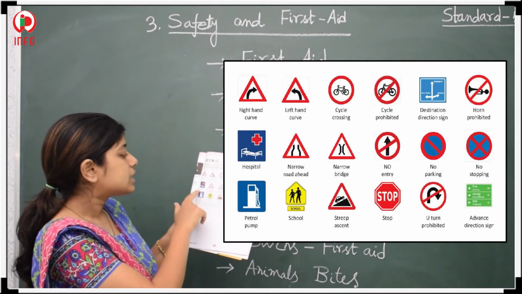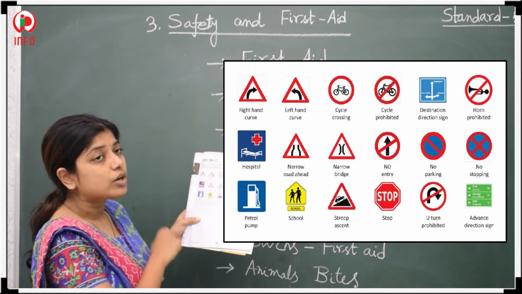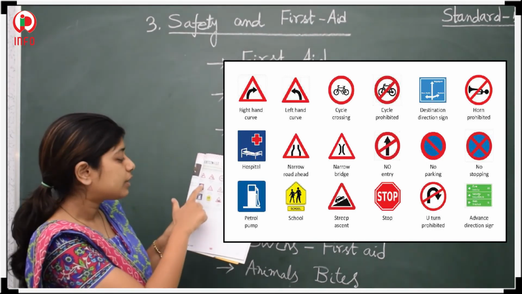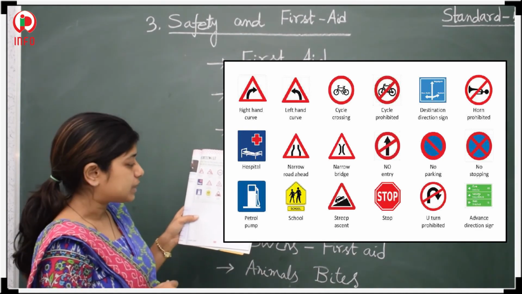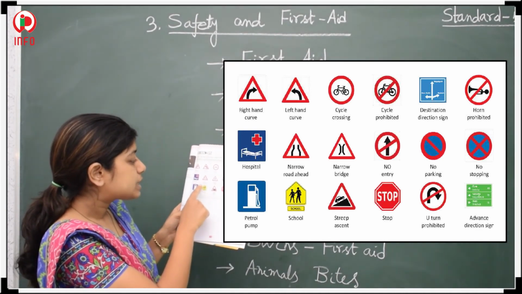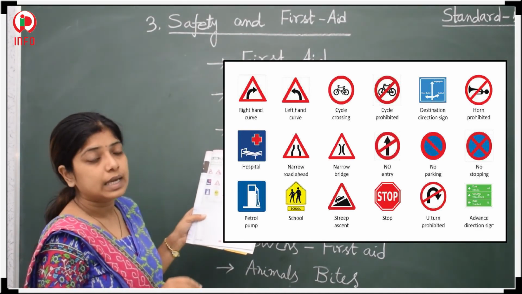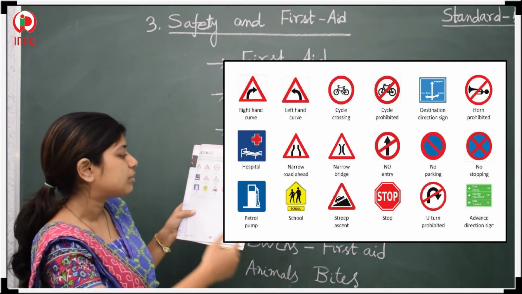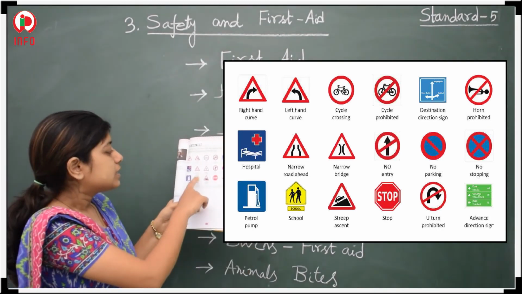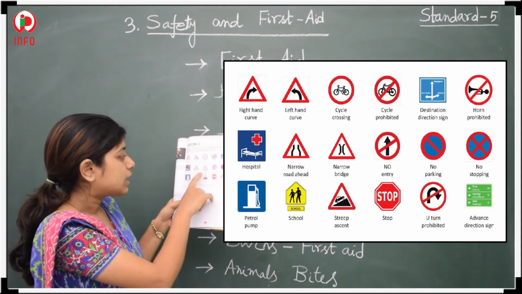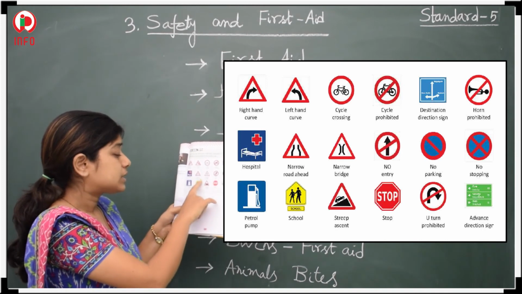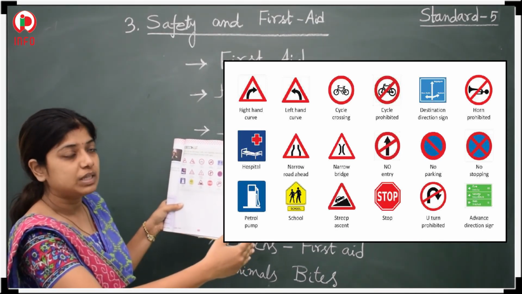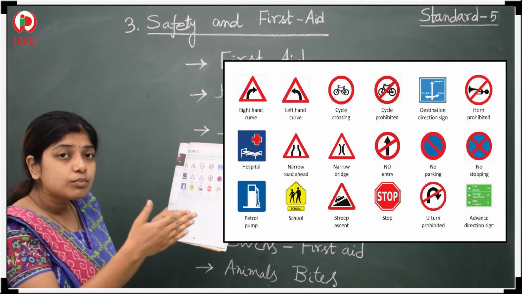Next one, this is the symbol of hospital. If any hospital is nearby, that is the sign of the hospital. See next one, that is the narrow road ahead. That means after going a few meters or kilometers on that road, they are giving it in meters. Look here. So this is the sign of the narrow road ahead. That means after going a few meters, the road will become smaller in size.